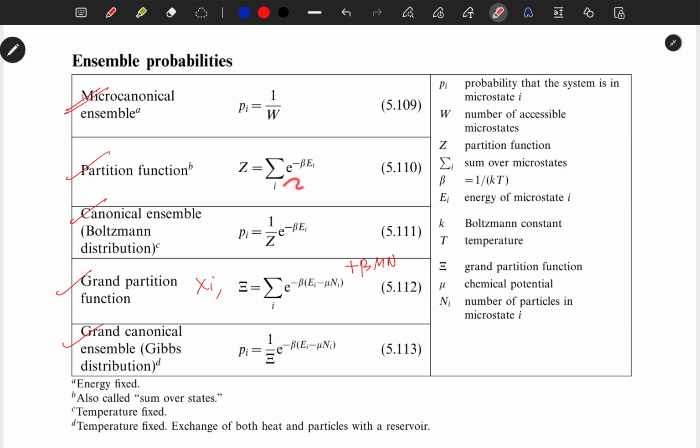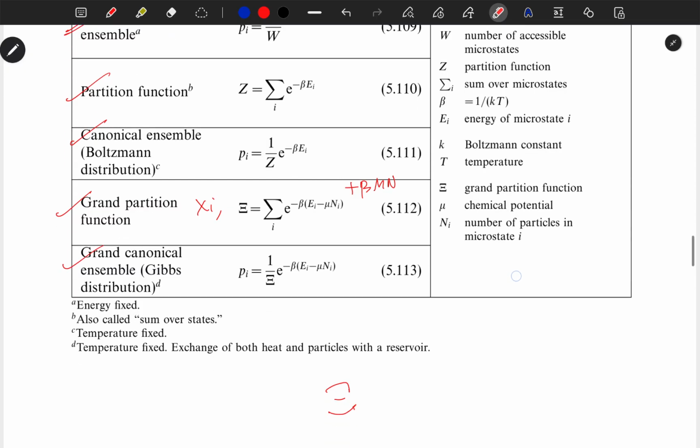So Z equal to sum of e to the power minus beta Ei. Canonical ensemble, pi equal to e to the power minus beta Ei divided by Z. Grand canonical partition function, xi equal to sum of e to the power minus beta Ei plus beta mu n. For the grand canonical ensemble, pi equal to 1 by xi e to the power minus beta (Ei minus mu ni).